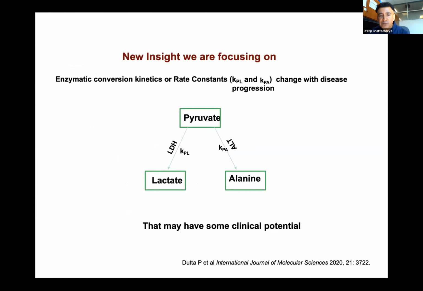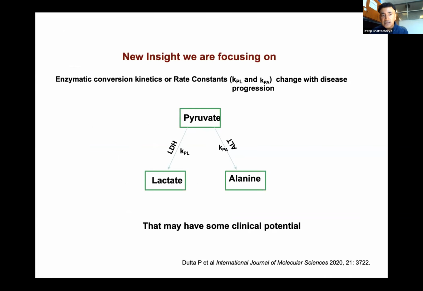Pyruvic acid has two different fates. It can go to alanine, or it can go to lactic acid. So there is a competition. As it becomes more like pancreatic cancer, more pyruvic acid is shuttled towards lactic acid and less towards alanine. And this can be a great biomarker.